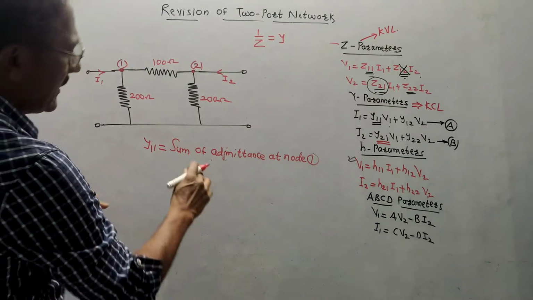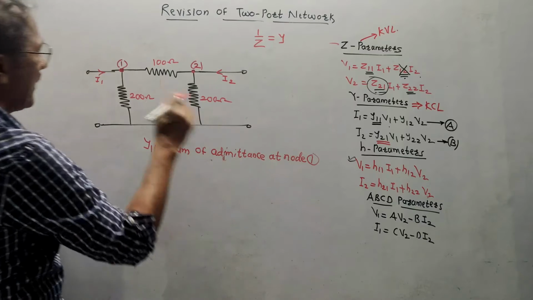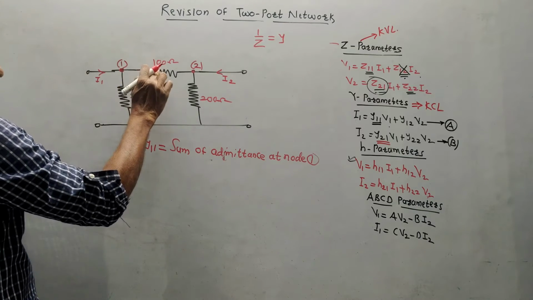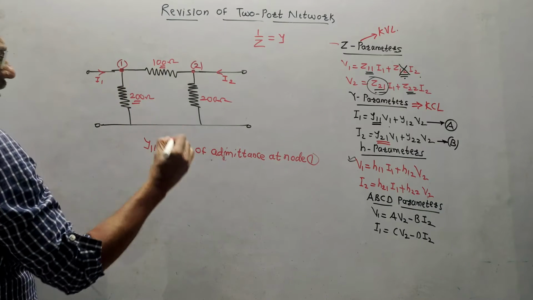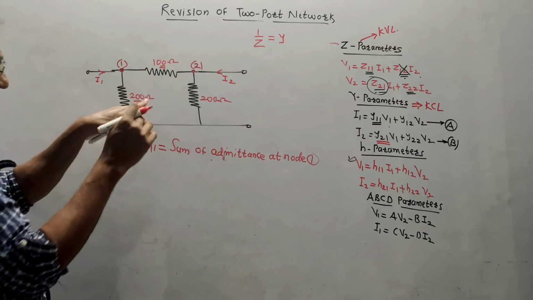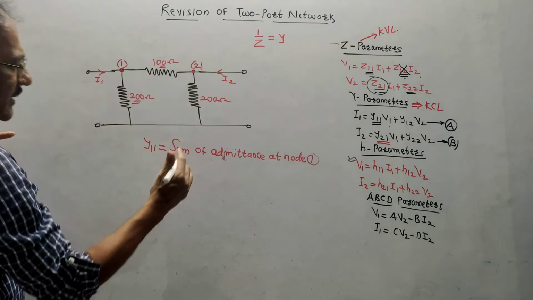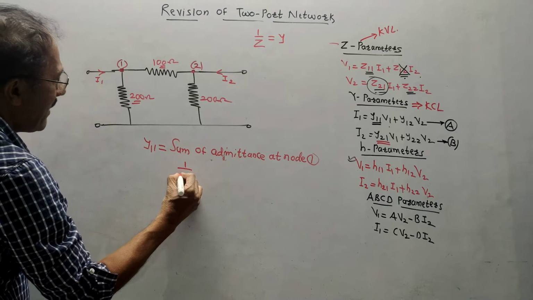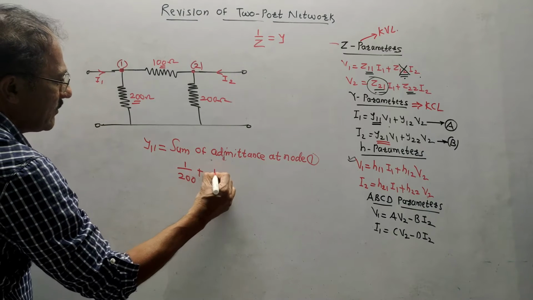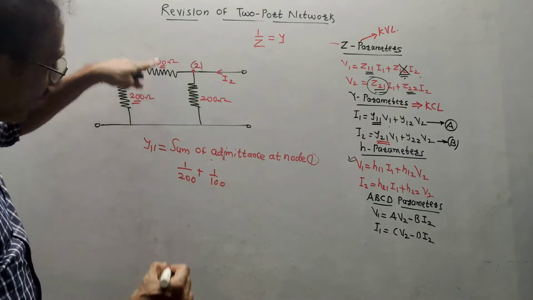So what is the formula? Summation of admittance at node 1. At node 1, 200 and 100, these two values are connected. But these are the values given in terms of ohms. That means these are impedances. So how to calculate admittance? It is 1 by 200 plus 1 by 100. Take the reciprocal of this impedance.